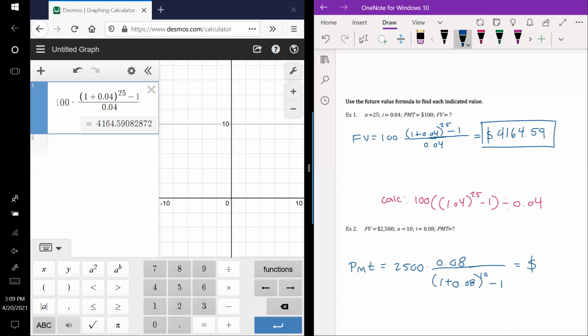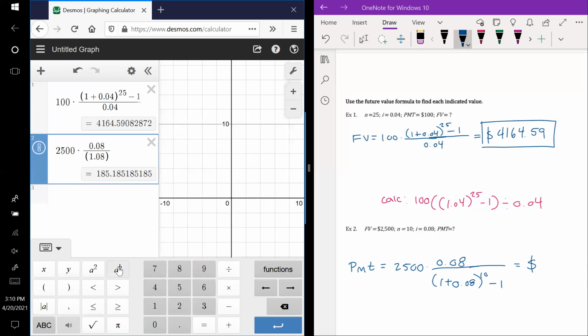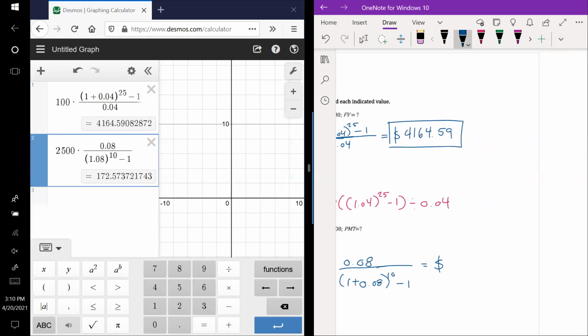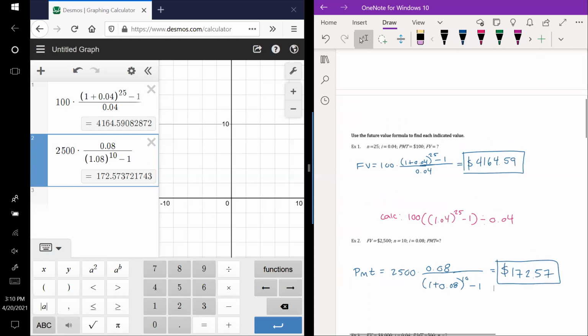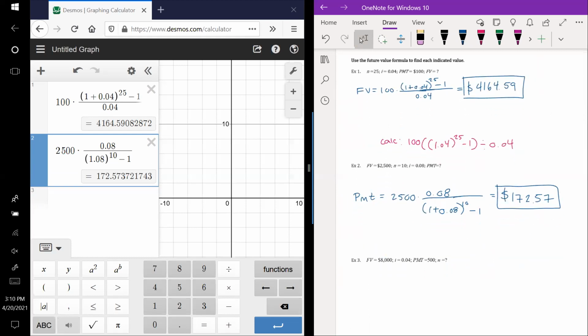And again, let's type it in Desmos. So we get 25 times 0.08 over parentheses 1.08 raised to the 10th minus 1. And here we get 172.57. Okay. So there we've solved for future value. Now we've solved for payment.